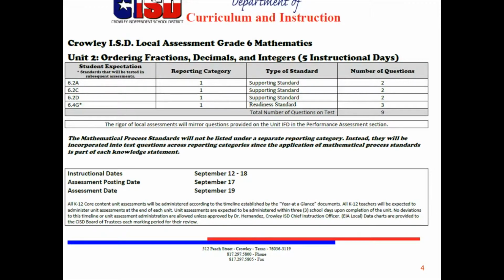5 instructional days will be utilized for Unit 2. September 12th through the 18th are instructional days for Unit 2. The Unit 2 Local Assessment will be available to print on September 17th, and the unit should be assessed on September 19th. The supporting standards will be tested 2 times each, since these are concepts that will not spiral back in the curriculum later this year.